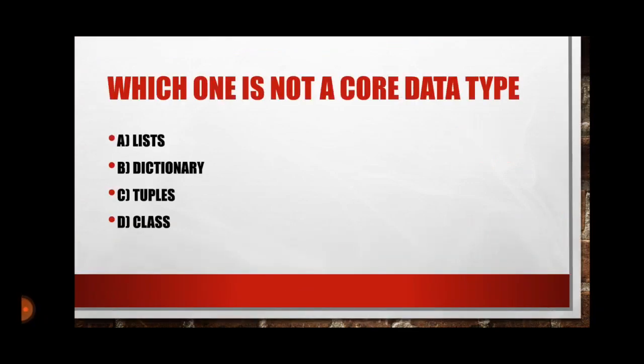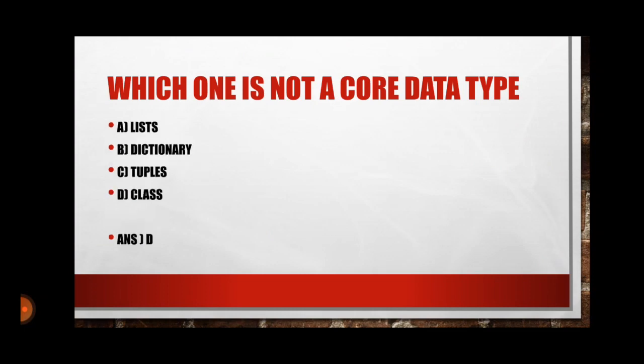Let's go to some questions in this session. First one is, which one is not a core data type? The mentioned options are list, dictionary, tuples, class. We studied list, dictionary, sets, tuples, etc., but class is not mentioned as a Python data type. So the answer is option D.